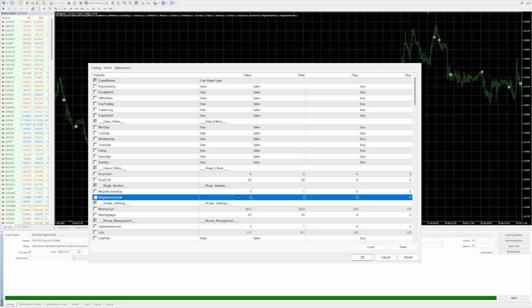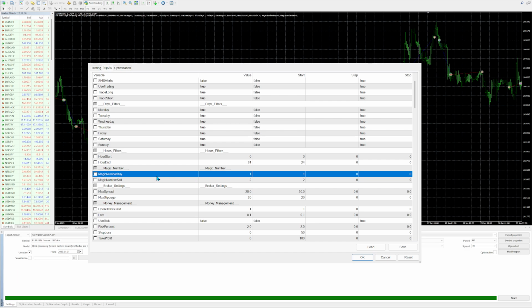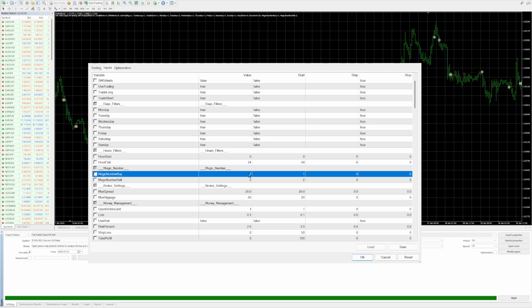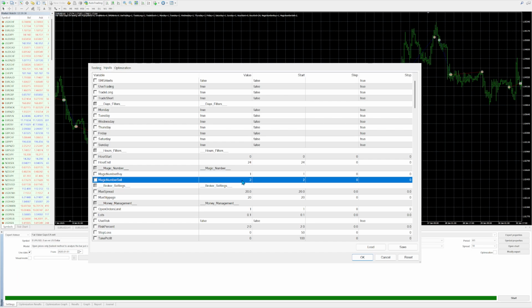Magic number, buy and sell. So these are the order IDs that are sent with the buy trades and sell trades. This is handy because it can differentiate between trades from other EAs that you may be running on your platform. And also, if you're running multiple charts of the same instruments with different settings and you don't want duplicate or conflicting trades, you can just set the same magic numbers so they don't clash.